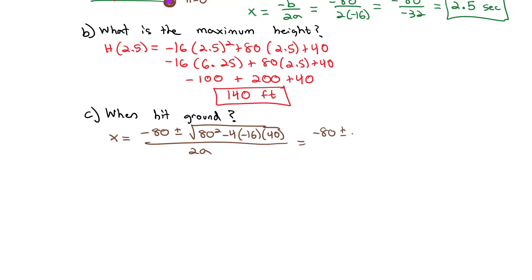So we have negative 80 plus or minus the square root of 80 squared. I'm just going to put this all in my calculator in one step. 80 squared minus 4 times negative 16 times 40 is 8,960. Square root of 8,960 over 2a. Whoops, we know what a is. A is negative 16. So 2 times negative 16 is negative 32.